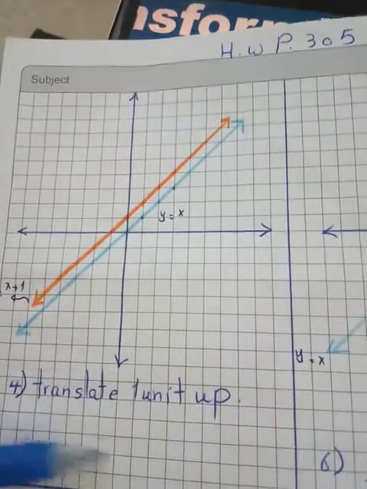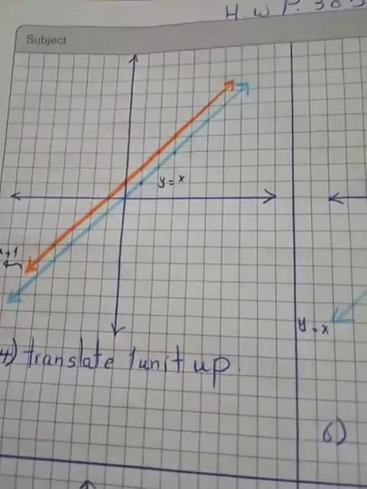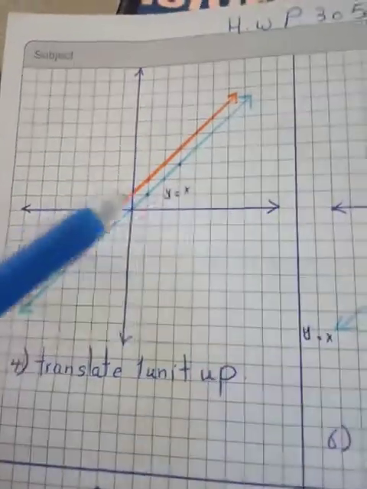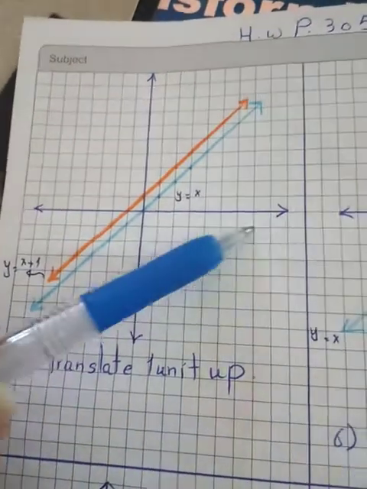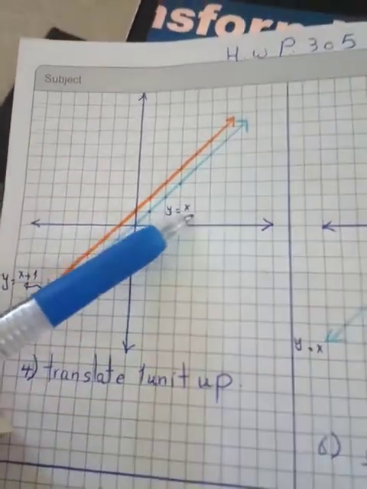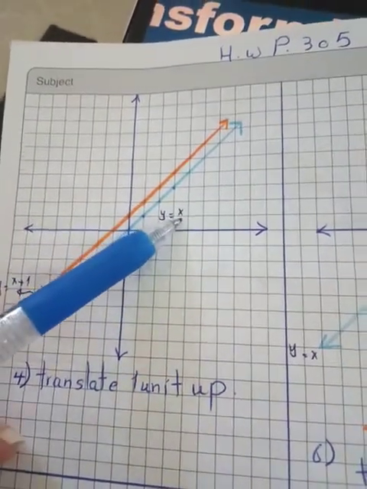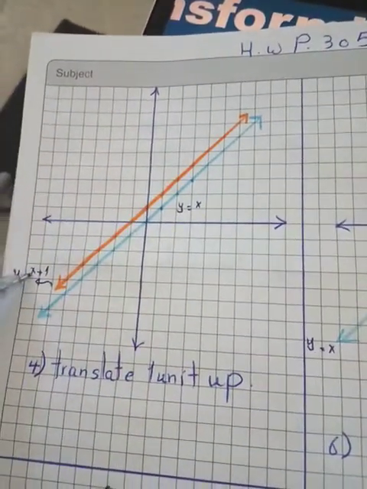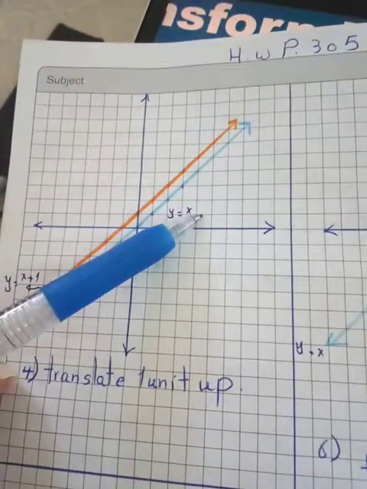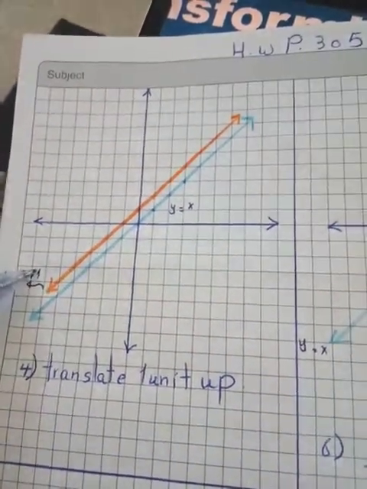So how can we say it's a translation without graphing? Look at the y-intercept. Same slope but different y-intercept. Because of this, the two lines will be parallel. So x and here x, slope is 1 and here 1. But here the y-intercept is 0 but becomes 1.